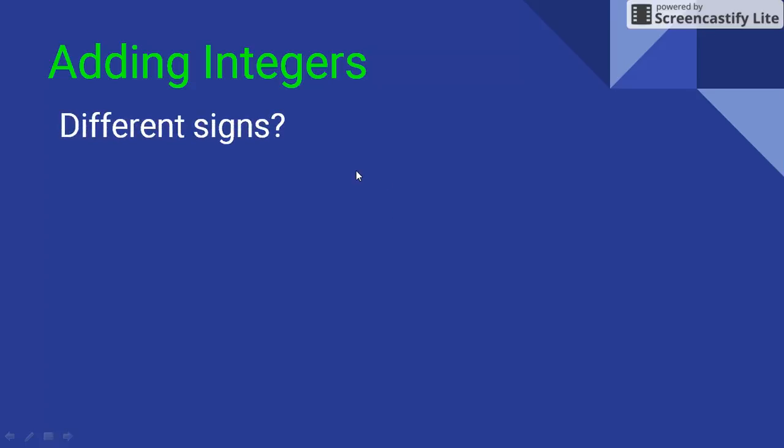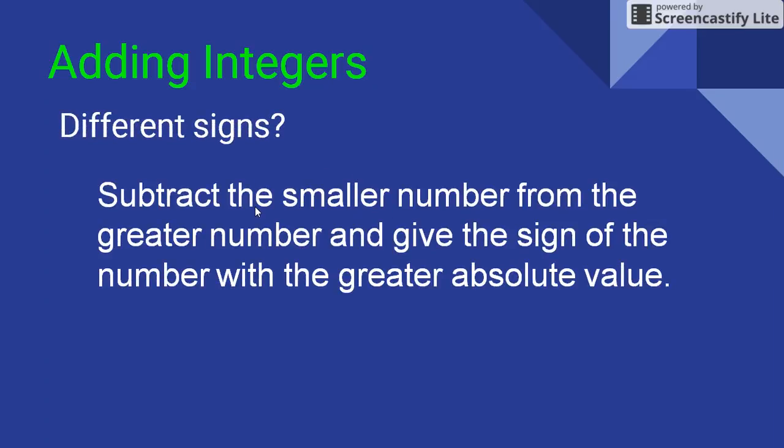If you have different signs, then you have to subtract the smaller number from the greater number and give the sign of the number with the greater absolute value. For example, we have positive 5 and negative 3. Positive 5 has a greater absolute value than negative 3. So subtract 3 from 5. The answer is 2. And the number with a greater absolute value is 5 and is positive. So the answer is positive 2.